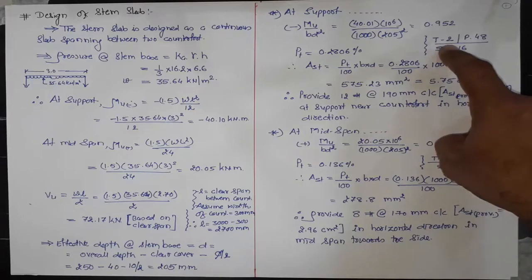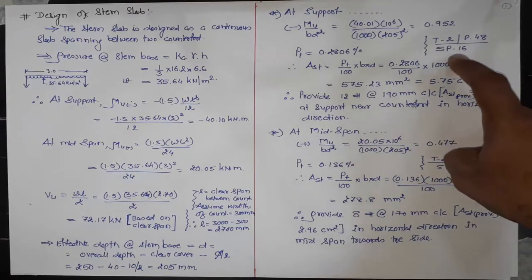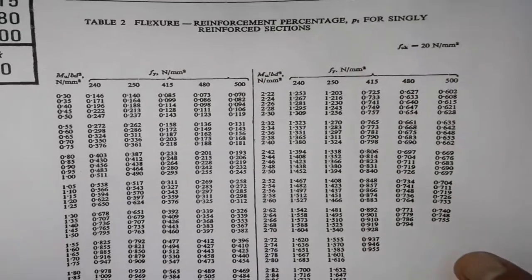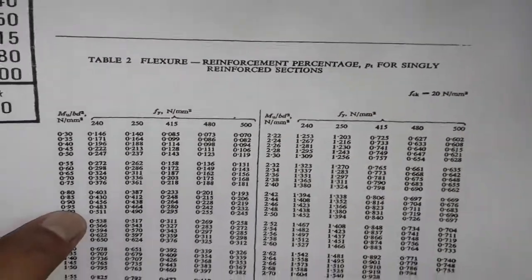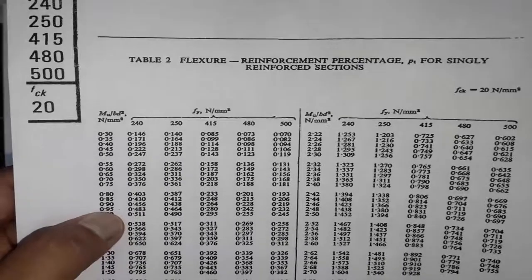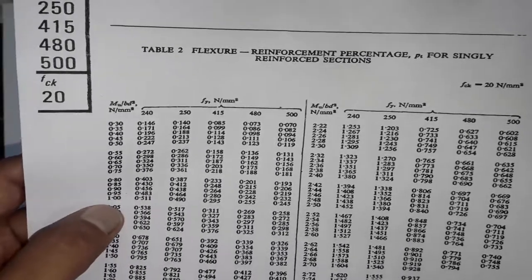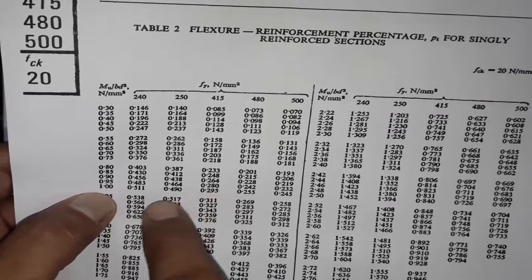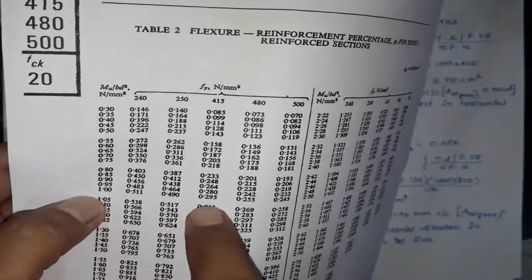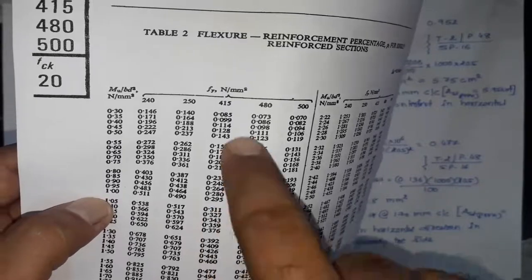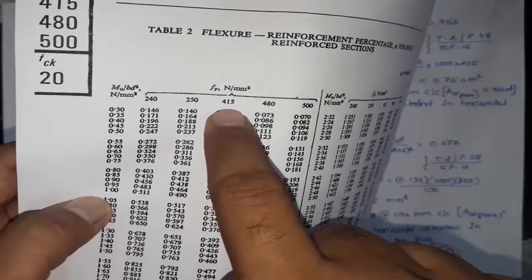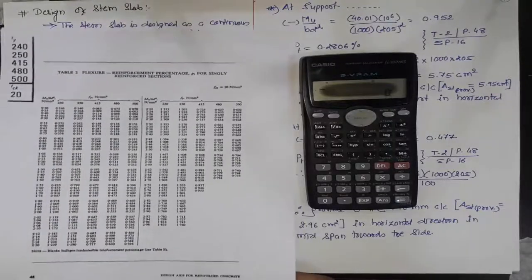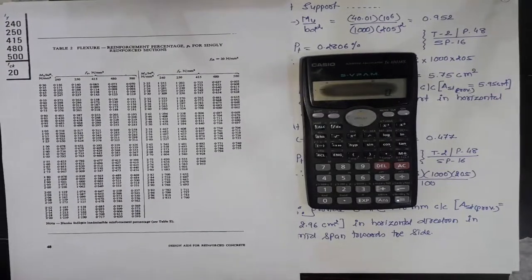Referring to table number 2, page number 48 of SP16. This is table number 2, page number 48 of SP16. 0.952 comes in between 0.95 and 1. For 0.95 we are having value 0.28, and for 1 we are having a value of 0.295 for FY415. Now let's interpolate using our calculator.